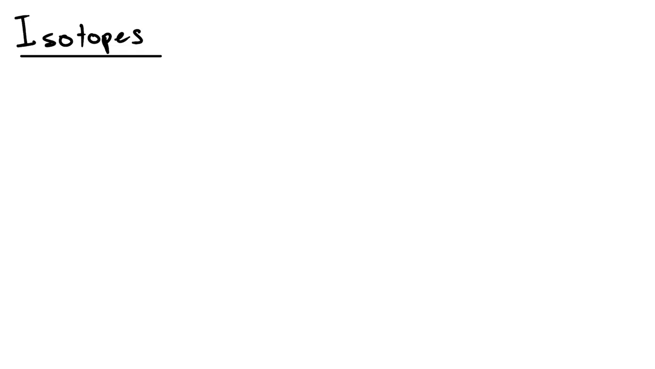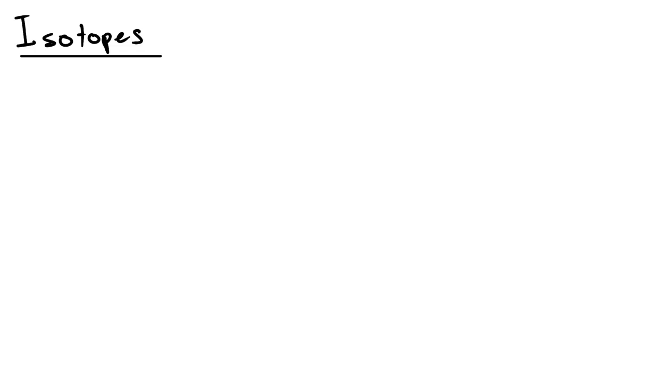Isotopes are atoms of the same element that have the same number of protons but different numbers of neutrons. And as a result, they have different masses. So key characteristics: all isotopes of an element have the same chemical behavior. But we have to remember the mass number changes because of the different neutrons. And on top of that, although they have the same chemical behavior, some isotopes are stable while others are radioactive.